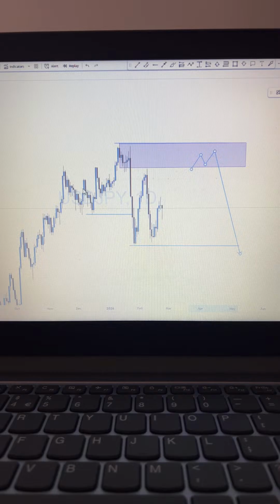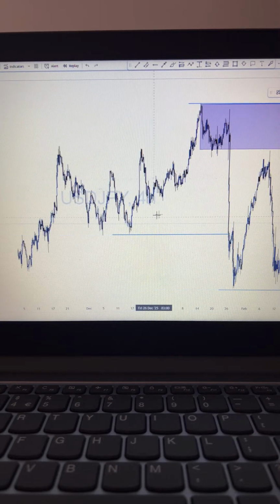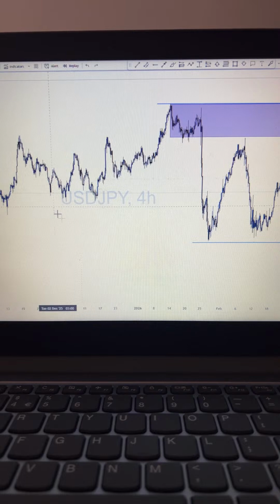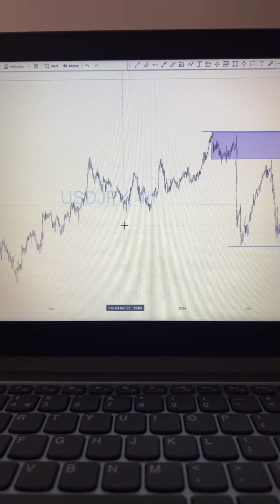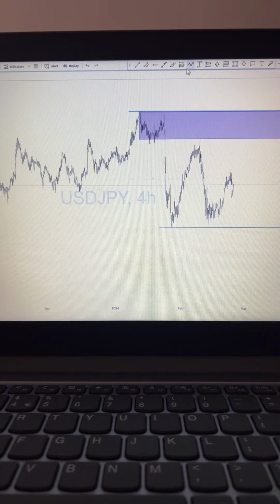All right, when you're done with weekly, you can come down to daily. On daily, you do the same thing. Check out the structure on the dailies. What is the structure on daily? Daily time frame. What is the structure? This is the structure on daily. On 4 hours, excuse me. This is the structure on 4 hours.